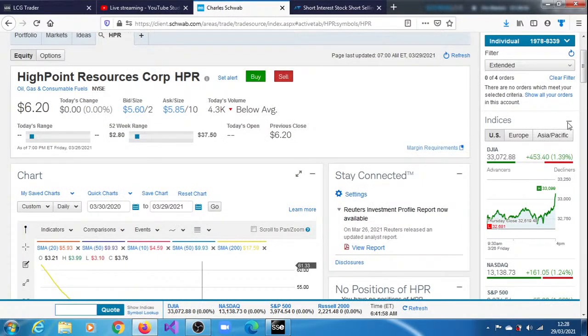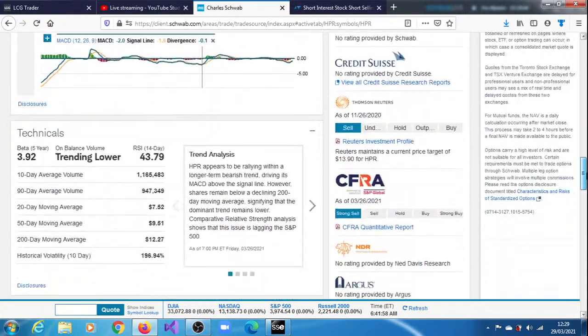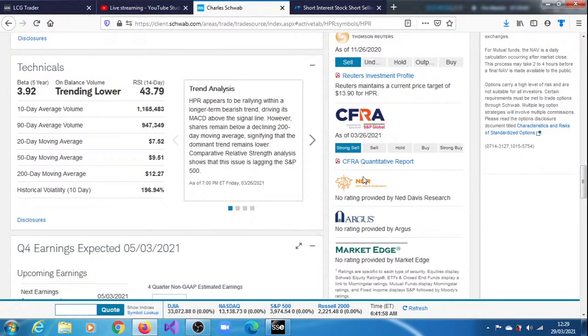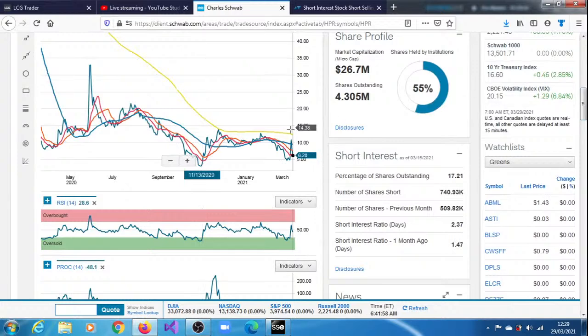So let's go ahead and see what's going on, if you can find any data on HPR. It appears to be rallying within a longer term bearish trend, although it's driving its MACD below the signal line. However, shares remain below a declining 200-day moving average, signifying that the dominant trend remains lower. It's lagging the S&P 500, so it appears to be rallying within a longer term bearish trend. That longer term bearish trend is obviously the 200-day. It also points out that it is also declining.